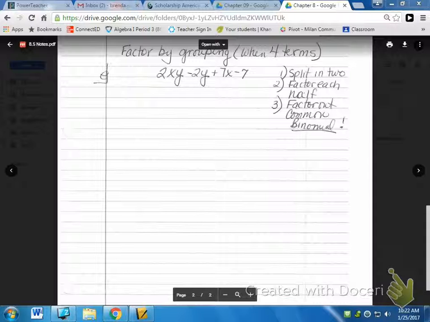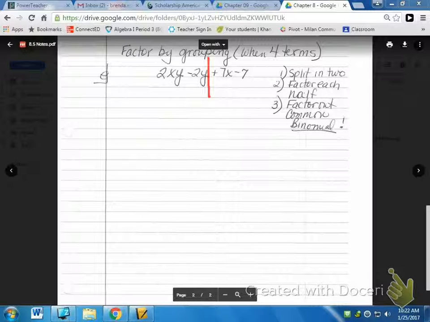And what you do is you split the problem in half. You split it into 2 parts. So this problem, 2xy minus 2y plus 7x plus 7, I'm splitting it in half right here. I literally want you to put a line through it. And then I want you to factor each half.